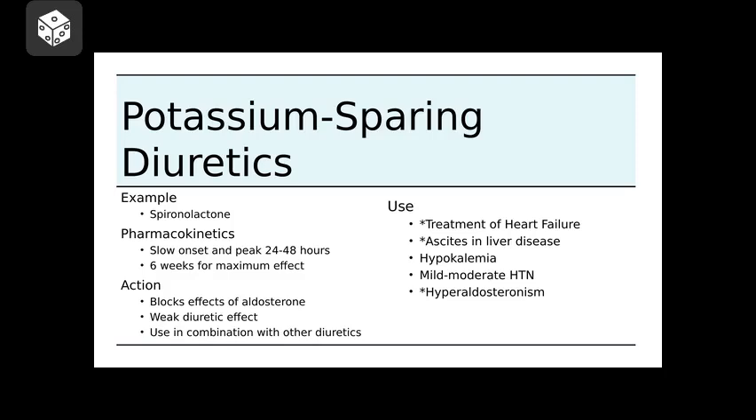This medication is a good choice for long-term treatment of heart failure, for ascites and liver disease. We can use it to treat mild hypertension. And then this one's kind of interesting. You can use it to treat hyperaldosteronism. So if you happen to have hyperaldosteronism, so you have high aldosterone, this is a good medication because it blocks that aldosterone. So we can use it for that as well.